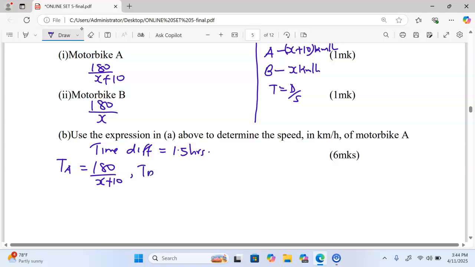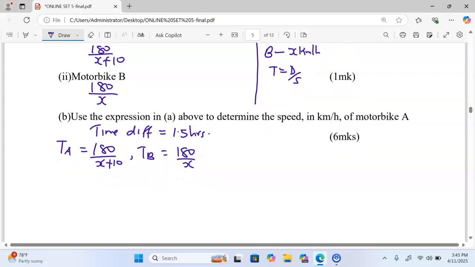of B is 180 divided by x, and we have been told that A reaches 1.5 hours earlier. That means B is going to take a longer time. If you take the time taken by B, which is 180 over x, minus the time taken by A, which is 180 over x plus 10, this is going to give us the time difference of 1.5.